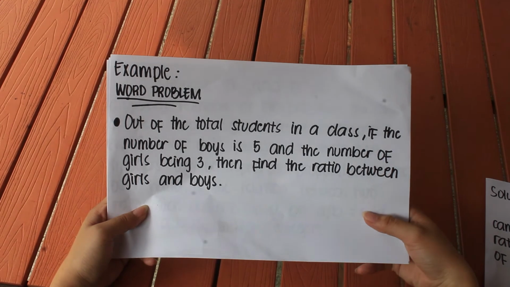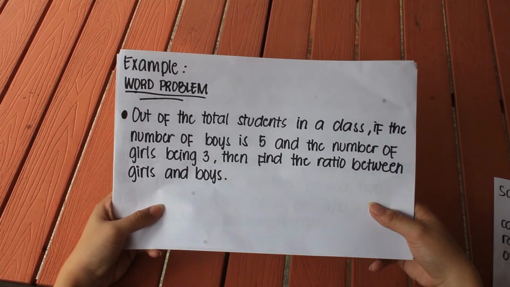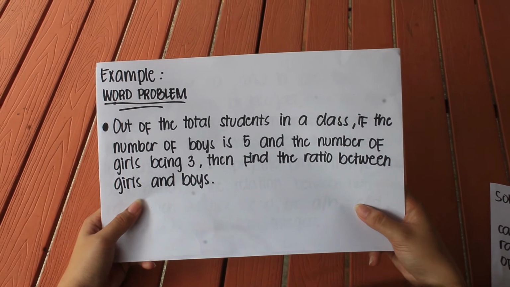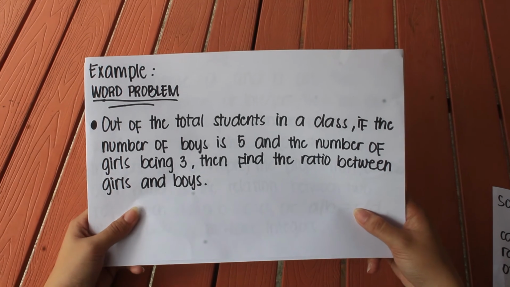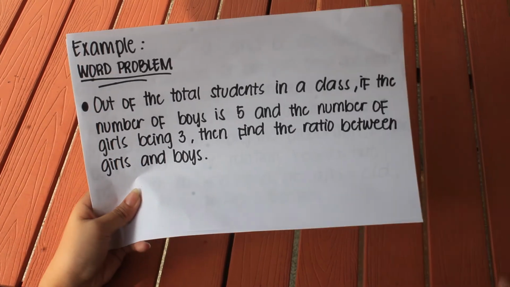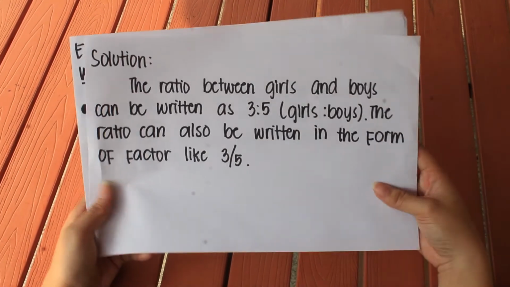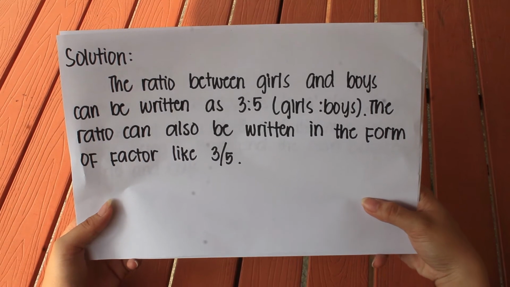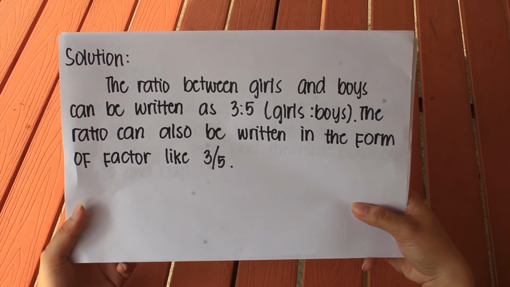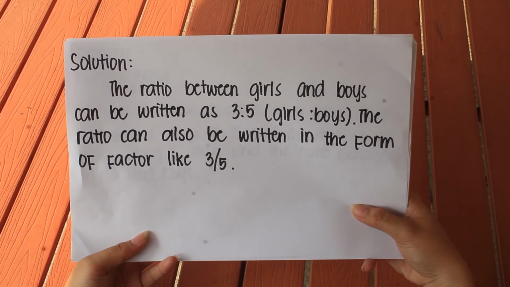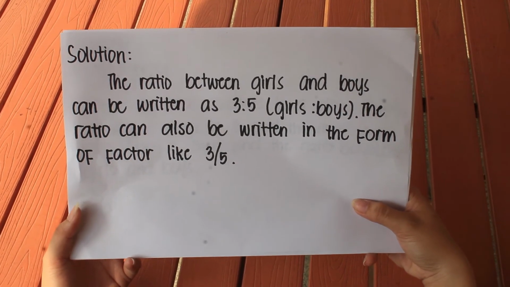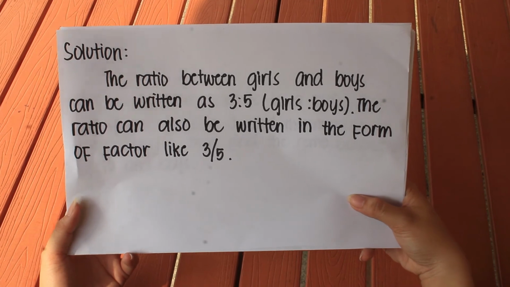So for example, word problem. Out of the total students in a class, if the number of boys is 5 and the number of girls is 3, then find the ratio between girls and boys. So here's the solution. The ratio between girls and boys can be written as 3 is to 5 or 3 to 5, which is girls to boys. The ratio can also be written in the form of a fraction like 3/5.